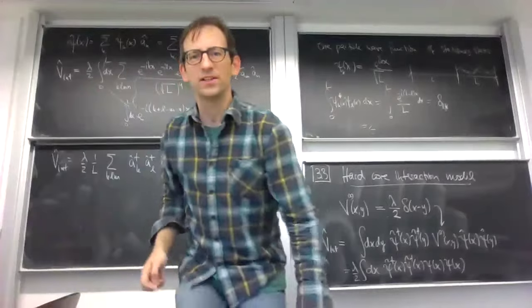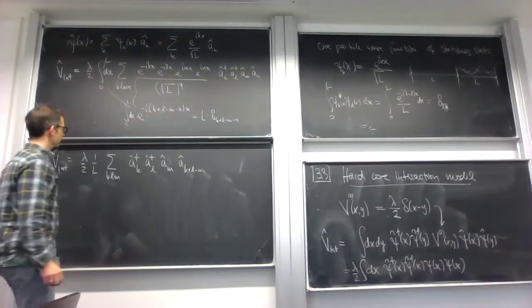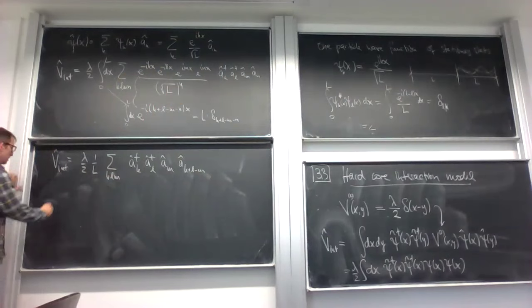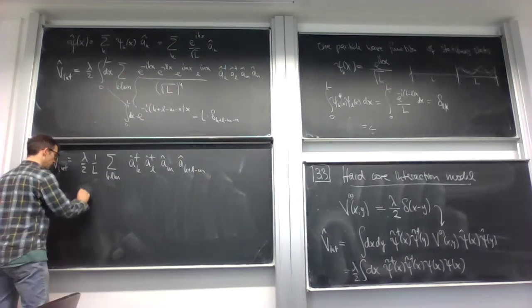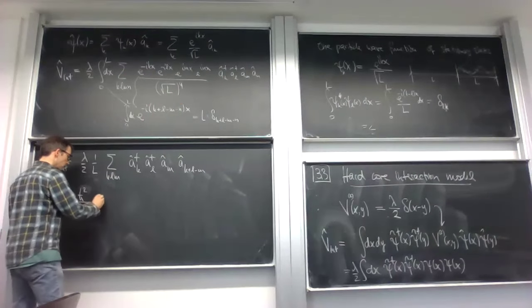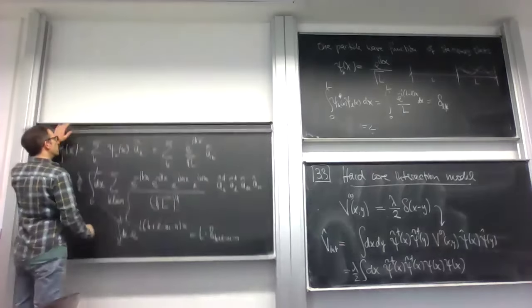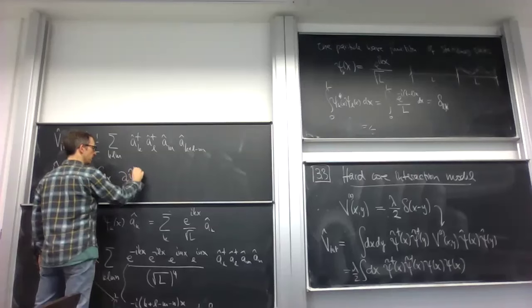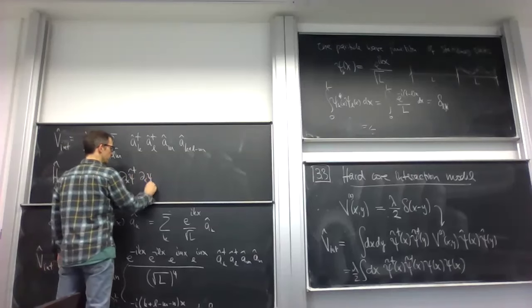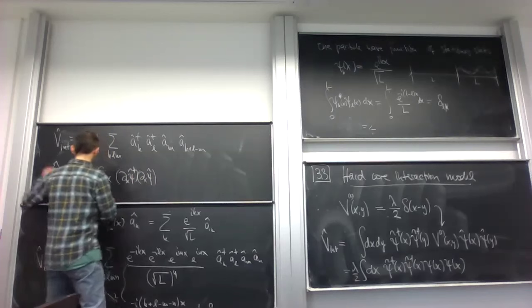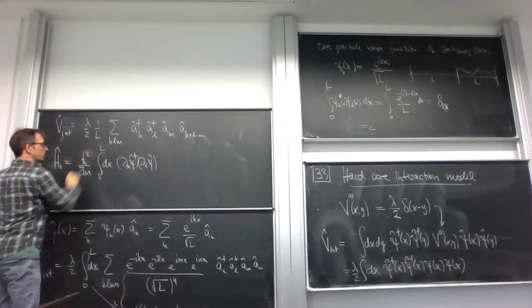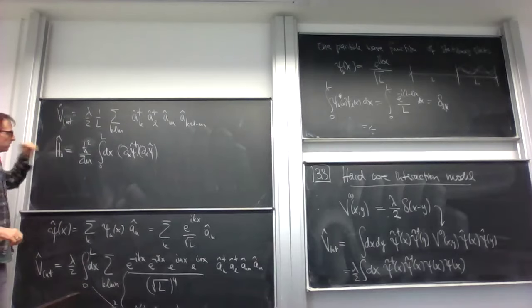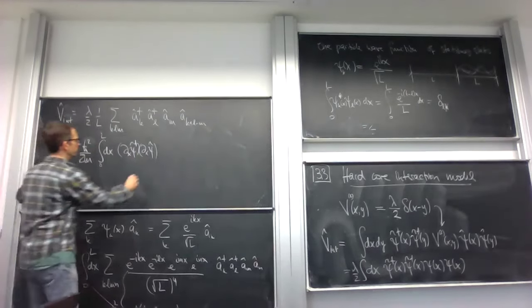All right, let's try this. The interaction. How does the free part look? This was h bar squared over 2m, then integral dx of dx psi dagger dx psi. This was the free part. Well, I don't know, do we need to save some time? What's the time?